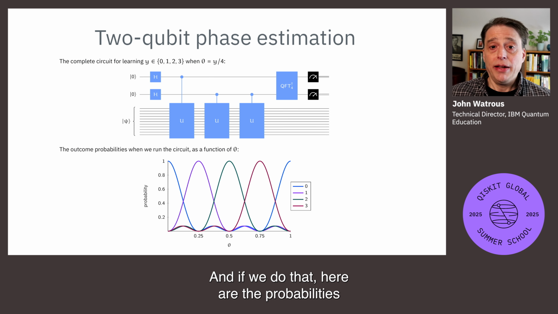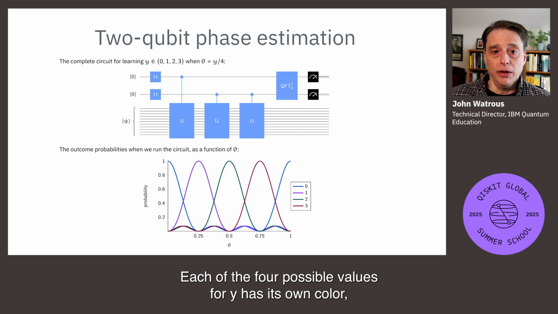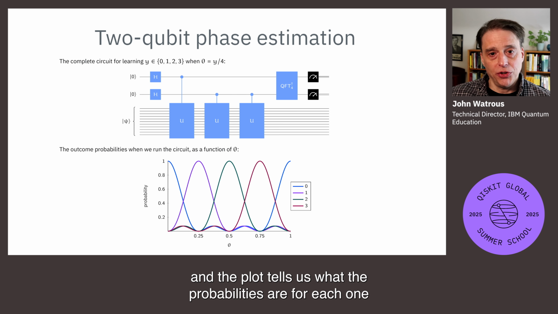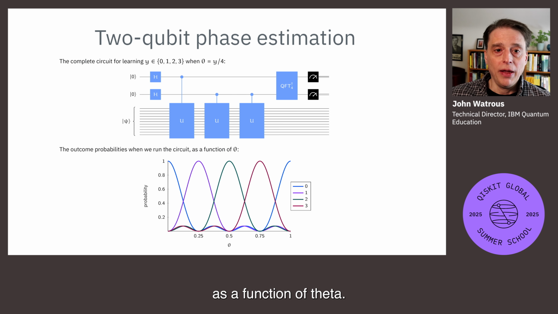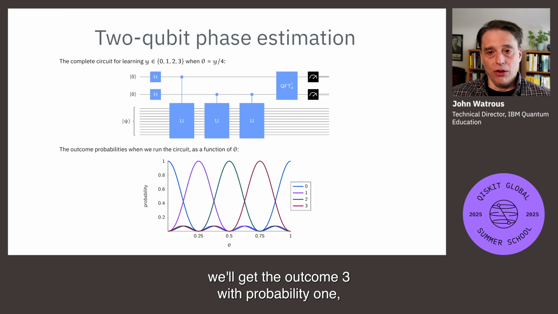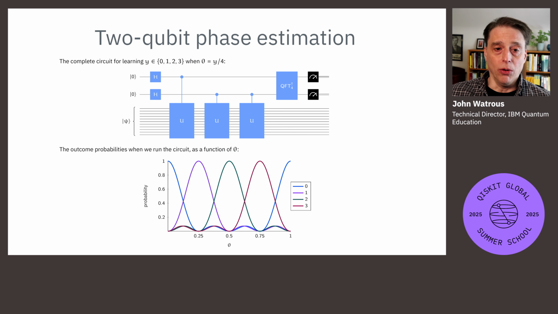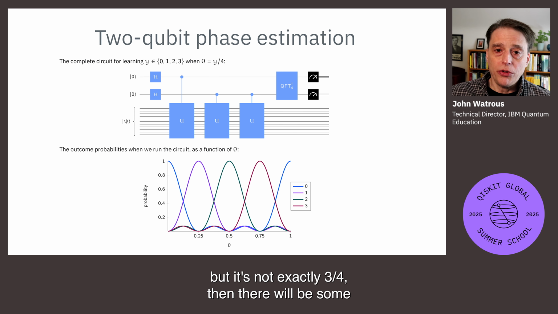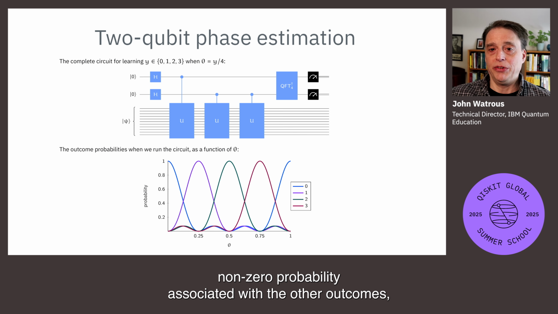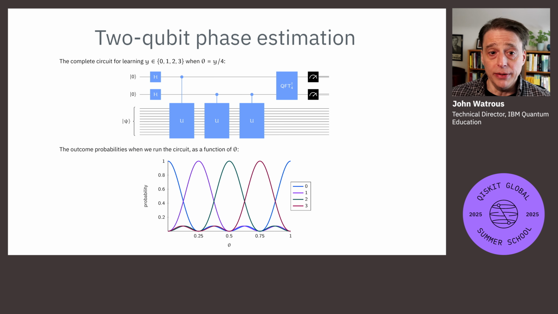And if we do that, here are the probabilities of the 4 possible outcomes that we obtain. Each of the 4 possible values for y has its own color, and the plot tells us what the probabilities are for each one as a function of theta. So for instance, if theta is 3/4, we'll get the outcome 3 with probability 1, while the probabilities of the other 3 outcomes are 0. If theta is close to 3/4, but it's not exactly 3/4, then there will be some non-zero probability associated with the other outcomes, but we'll still get the outcome 3 with high probability.